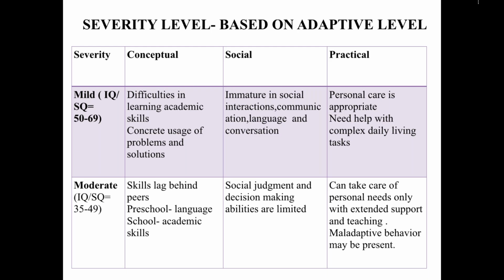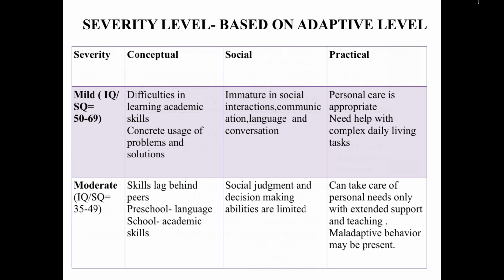Those children who are classified as moderate intellectual disability or moderate GDD would have IQ or SQ between 35 to 49. Now, these children are the ones who would have some delay in language skills in the preschool period. Their skills lag behind their peers. And when we come to practical aspects, they can take care of most of their personal needs with extended support and teaching. But now they start manifesting maladaptive behaviors like tantrums, aggression. All these things may start appearing in children who have moderate intellectual disability, and not so much with those having mild intellectual disability.